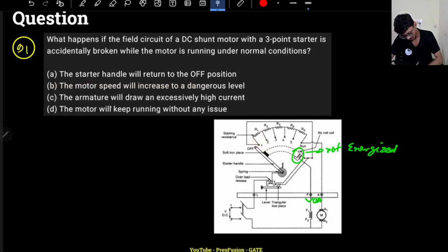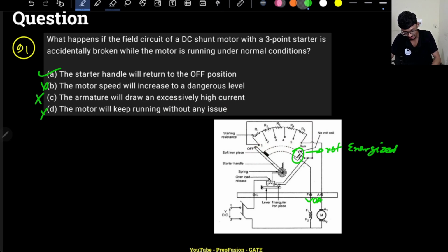So here there is no other option. The motor speed would increase dangerously, but if the field coil is open, we have a safety provision for a 3-point starter, that automatically it will go back here, right? Automatically the current will be very low, then the motor will not go to dangerously high speed. So this is wrong. The armature draws excessively high current? No, resistance has been increased. How can it draw excessively high current? The motor will keep running without any issue? No. The motor will not keep running without issue, because of course the starter will go back. So basically it will go back to the off position or the 0.1.